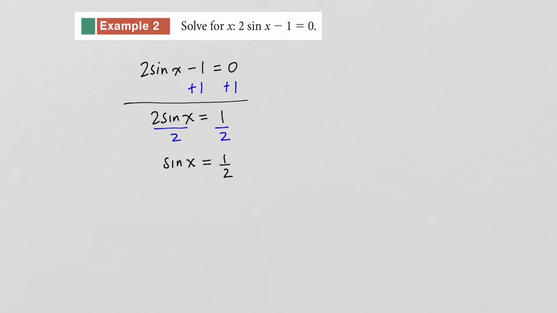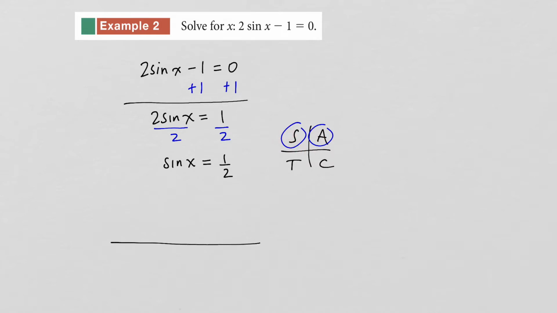Now from here, it becomes a problem of trigonometry. We want to know for what angles x is the sine of x equal to 1/2. Now, there are several different ways you can approach solving this equation. What I like to do is remind myself that sine is positive in the first and second quadrants. And that means if sine of x is equal to 1/2, the angle x has to either be in the first quadrant or it has to be in the second quadrant.